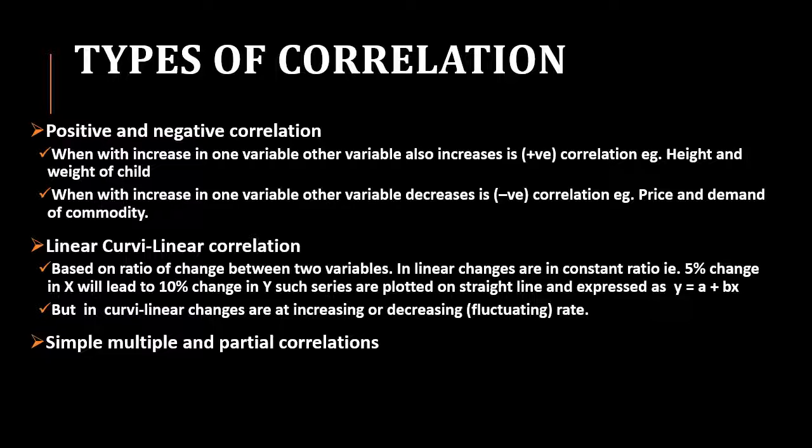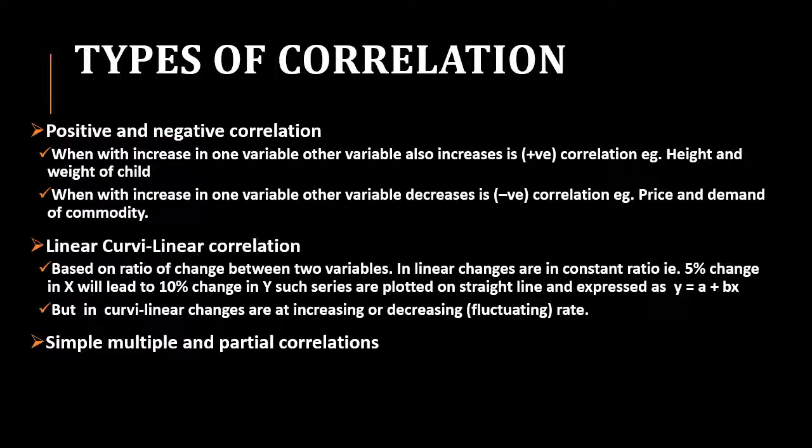And negative correlation: when the two variables deviate in opposite direction, and vice versa, this is called negative correlation. For example, decrease in the demand on increase in price of the commodity, decrease in the sale of woolen clothes on the rise in temperature.